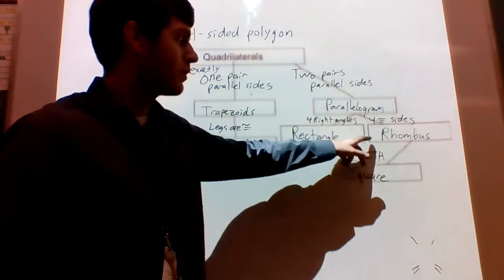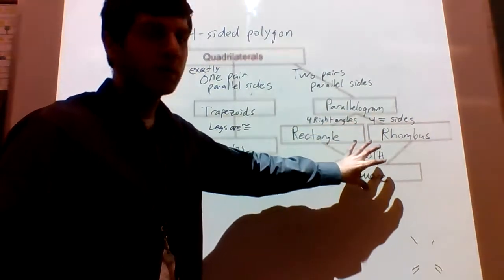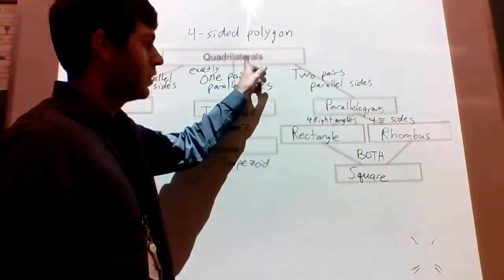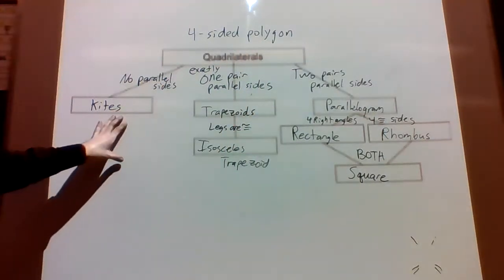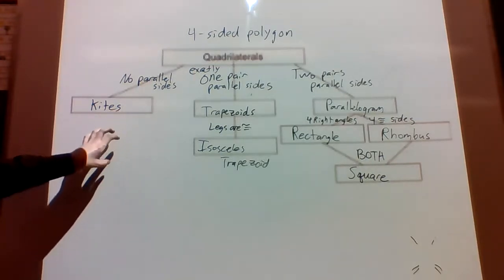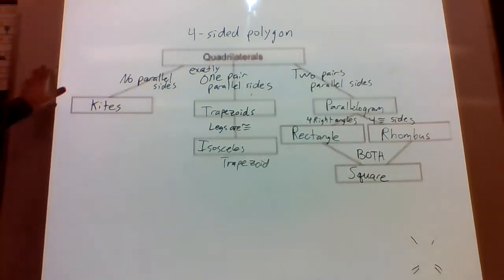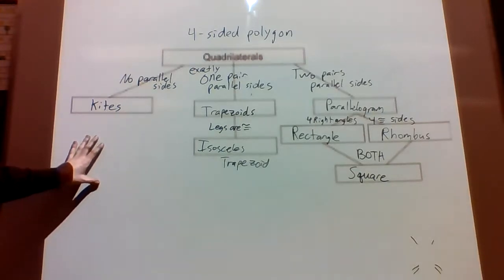A rectangle and a rhombus are always parallelograms. So all three of these are parallelograms, which are all quadrilaterals. So all 7 of these are quadrilaterals. Kites are quadrilaterals with no parallel sides, at least the ones we have been talking about. They also have other properties that define them. There's lots of other ones that have no parallel sides.